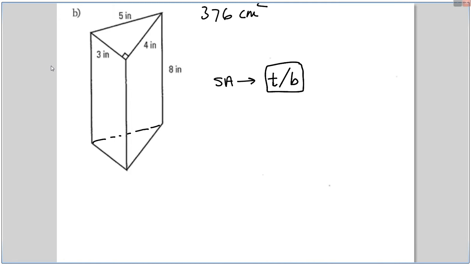So all you guys got to do, find the area of a triangle. Okay, so what's the area of the triangle? Area of a triangle would be base times height divided by 2.